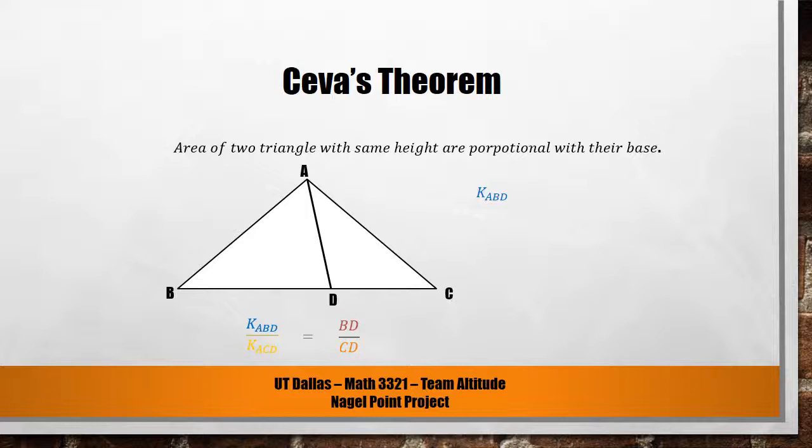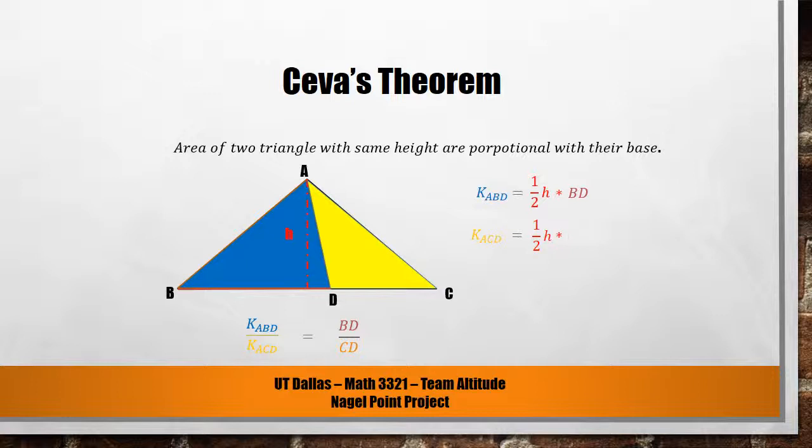As we can see, the symbol K represents the area of the triangle. So the area of triangle ABD equals half the height times its base BD. Similarly, the area of ACD equals half the height times its base CD. So the area of ABD divided by the area of ACD equals half the height times BD divided by half the height times CD, which, since the heights are the same, we can cross out. You have BD divided by CD.